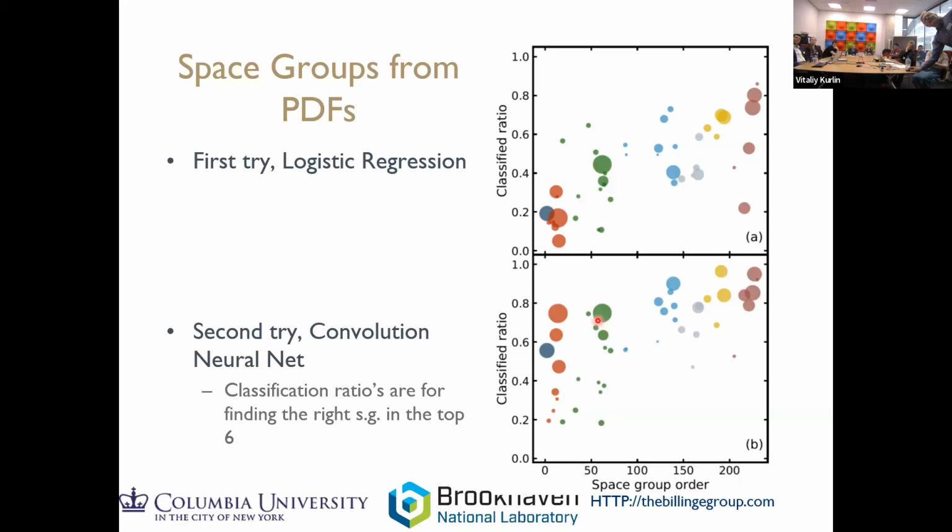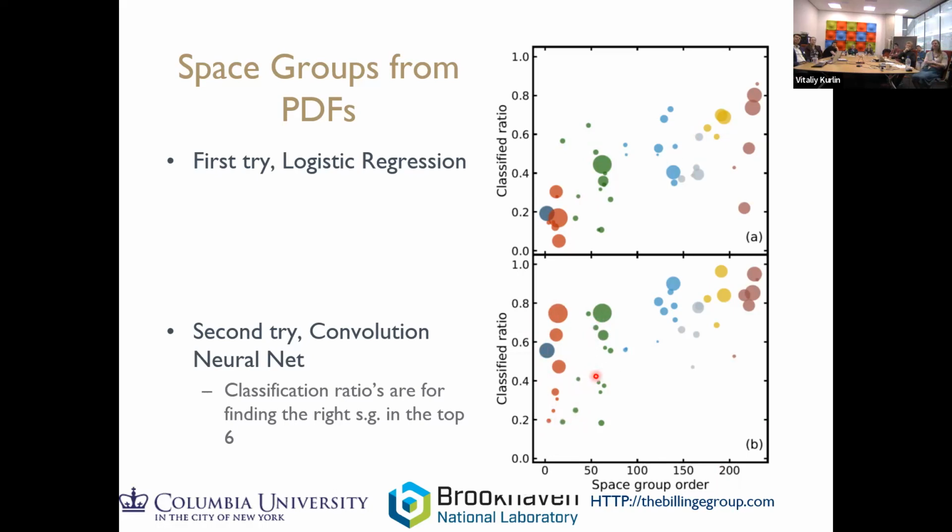The size of these dots is how many examples of that space group were in the database. We did some normalization to more evenly weight them, but we wanted to show on the plot whether it does indeed. So logistic regression was all over the map actually, but here the CNN does better on things it can learn better, and does less well on things it can learn less well.